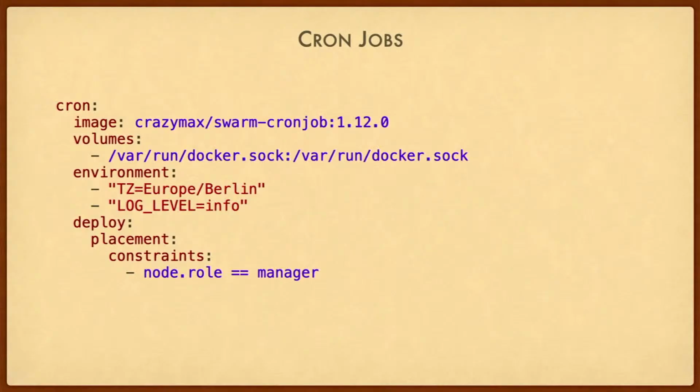The way that we do this is we set up a cron service using the Crazy Max Swarm cron job image, which is basically going to run cron, but inside Docker Swarm. And it will take care of spinning up some other services that I'll show you in a minute. In order to do that, we need to give it access to the Docker socket, so that's what that volume mount is. And then I'm setting an environment variable with the time zone, just so that we're starting things at the correct time.